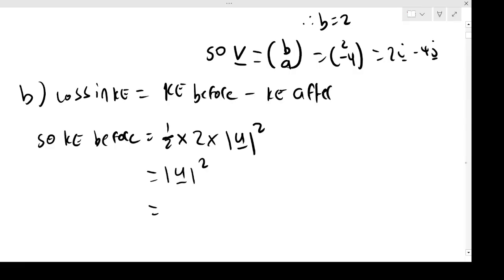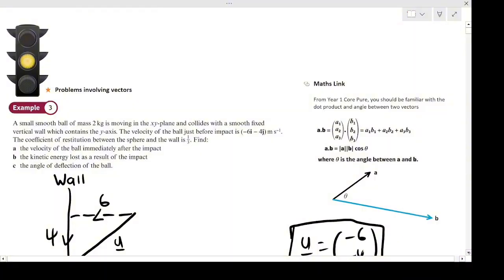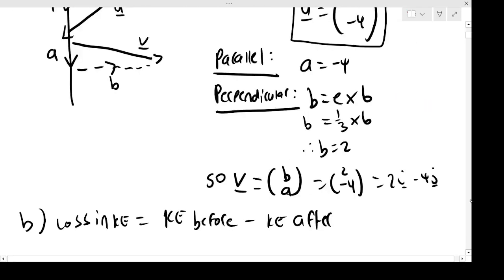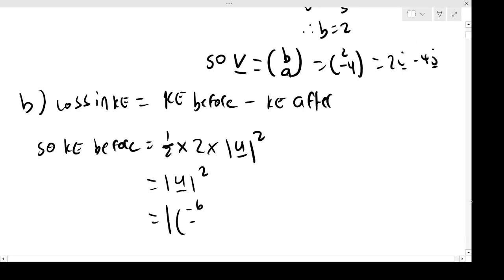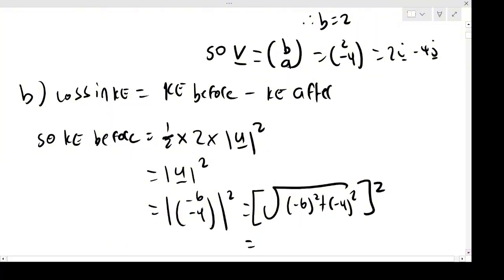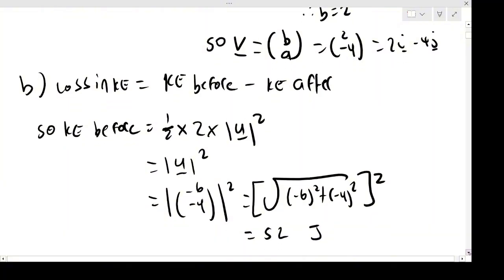Now, you should remember how to calculate the magnitude of a vector from normal maths. In this case, u is minus 6, minus 4, so it's going to be the root of minus 6 squared and minus 4 squared. But then we need to square that. So the magnitude squared, if we put all that in the calculator, is going to be 52. So that's my kinetic energy beforehand.